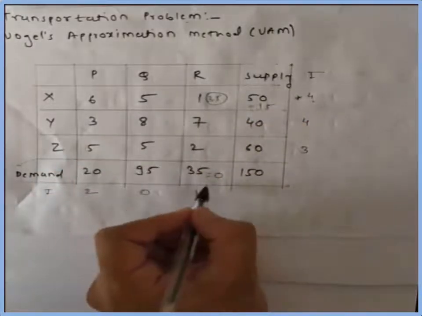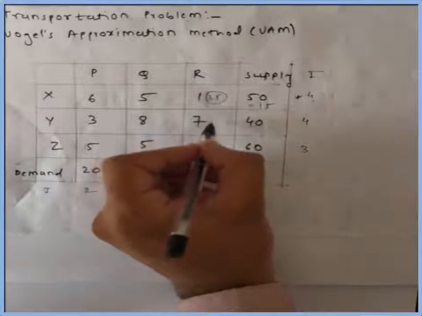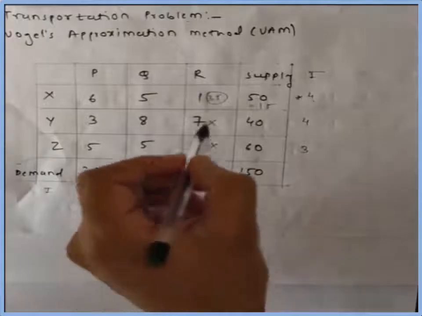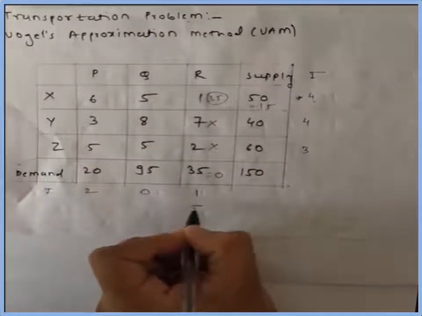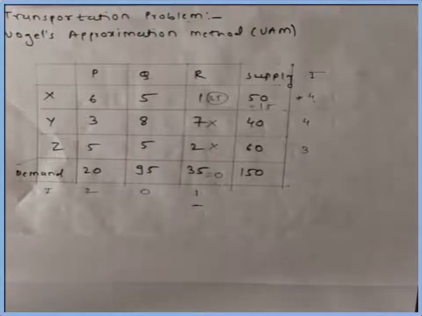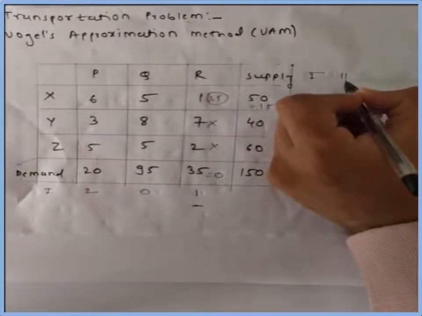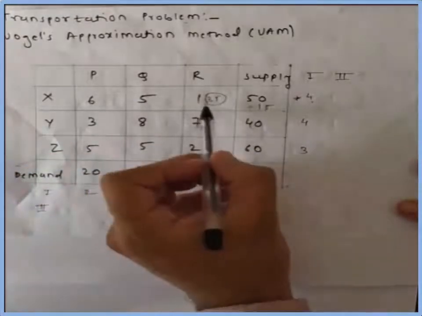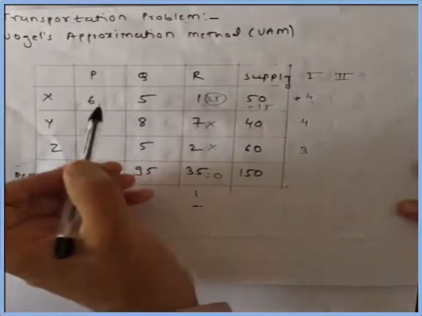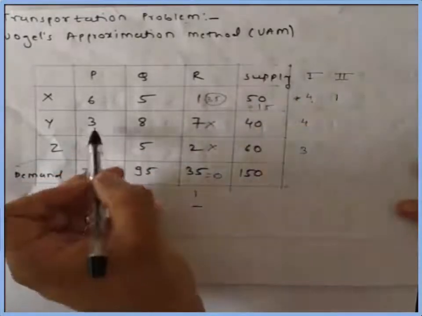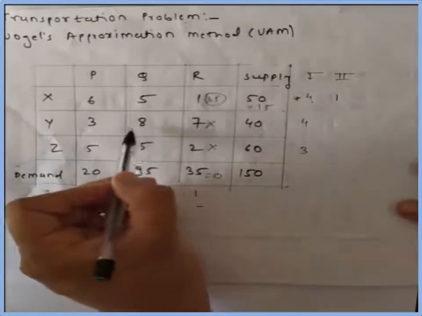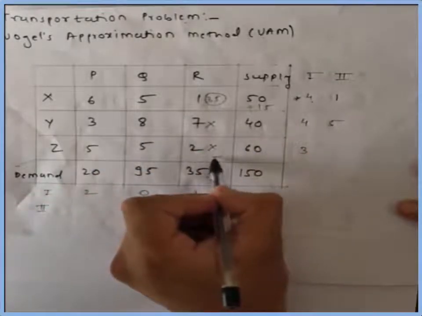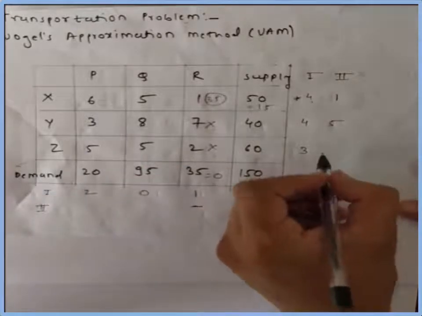In column 3, the demand is equal to 0. Therefore, we will cross this cell and this cell because we cannot allocate any unit to them, and we will not calculate the penalty for this column because the demand is 0. Again, we will go for the second round: calculate the row penalty and column penalty. Now, for the first row, we will not consider this one because it is allocated. 6 and 5, the difference is 1. Here, we have already marked a cross, therefore we will consider the two numbers 3 and 8, the difference is 5. Here, we have marked a cross on this cell, therefore 5 minus 5 is equal to 0.